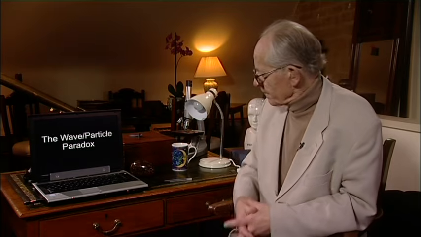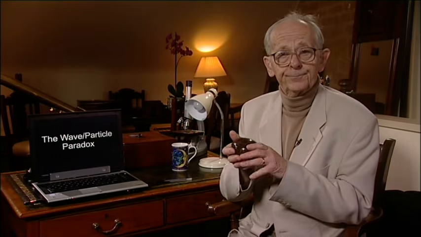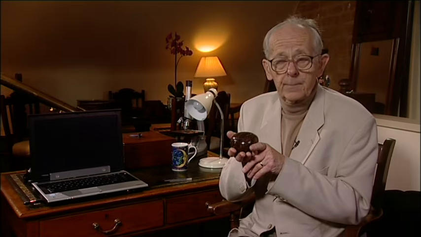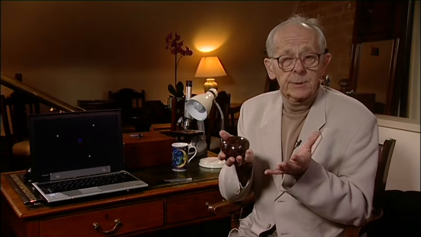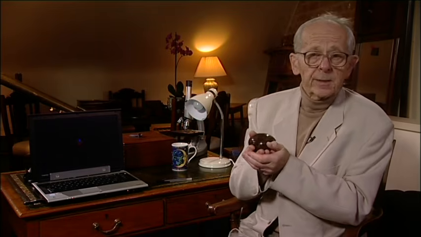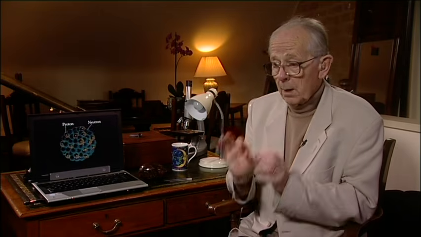This behavior isn't confined to light. What about matter? What is matter? Well, all the objects we see about us are made up of atoms, and atoms are made up of a nucleus surrounded by electrons. The nucleus is made up of neutrons and protons. So it seems pretty clear that we're dealing with particles.